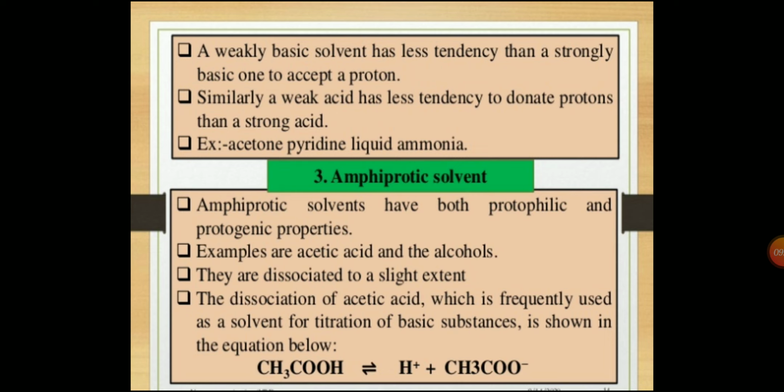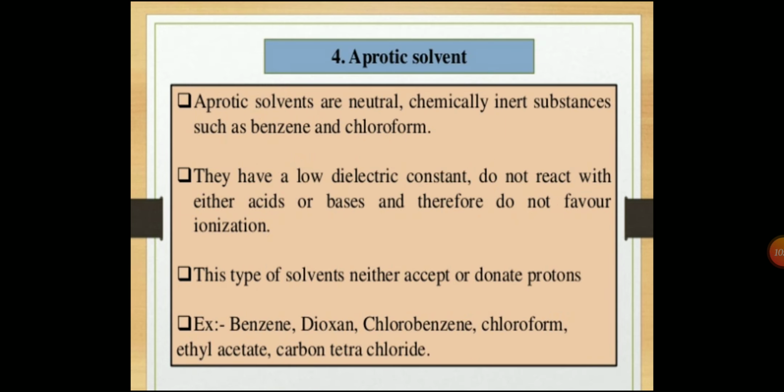Acetic acid is there, then it gives the H plus, that is proton, and the basic substances. This equation shows that. Okay, this is the dual nature, that is it can show the protophilic and also protogenic. Next is the aprotic solvent. Aprotic solvents are neutral.